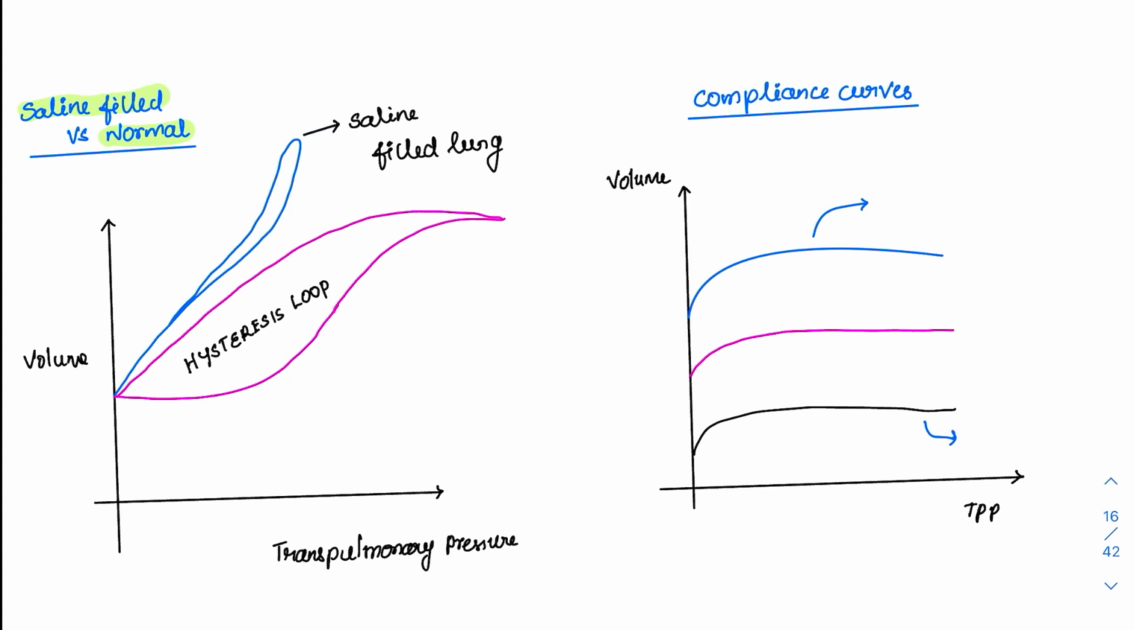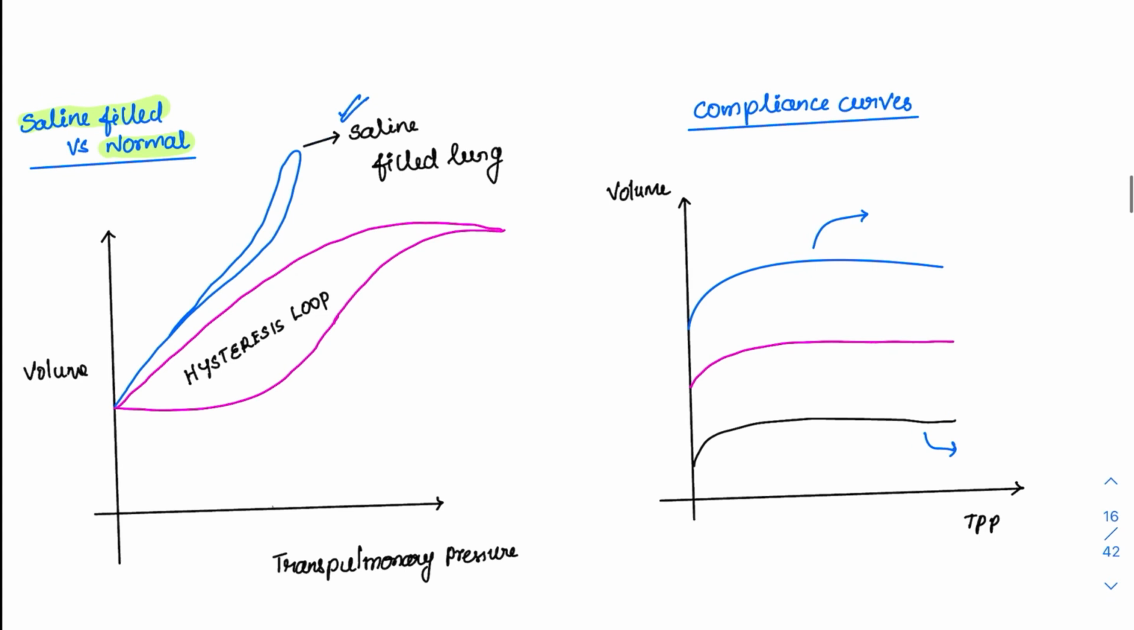They found that whenever saline was filled, the curve was shifted to the left. Whenever the curve shifts to the left, what does it mean? It means that for the same transpulmonary pressure, as you can see here, the compliance of the lung has improved. So whenever you eliminate surface tension, the compliance is going to improve. So this is the experiment. This diagram is important.